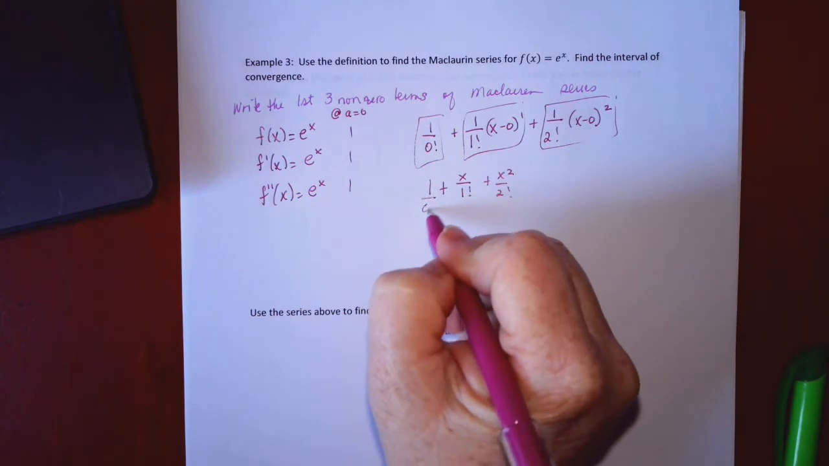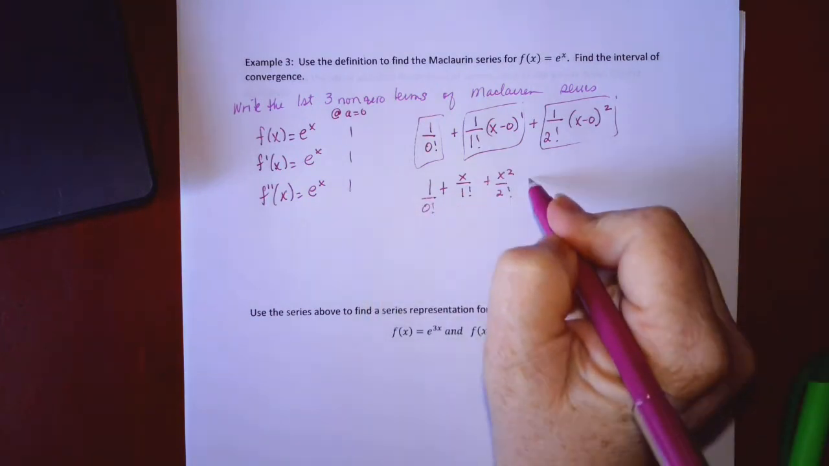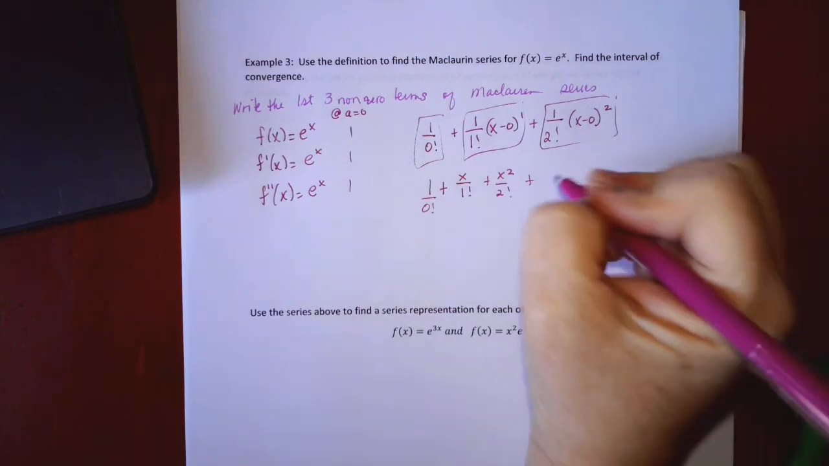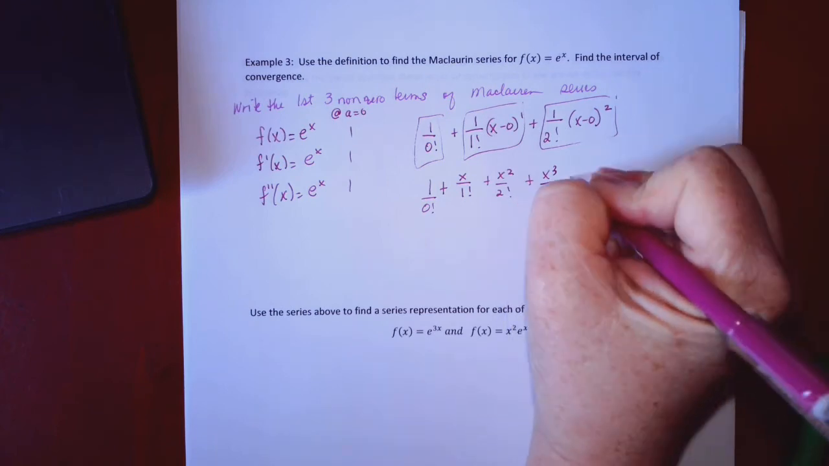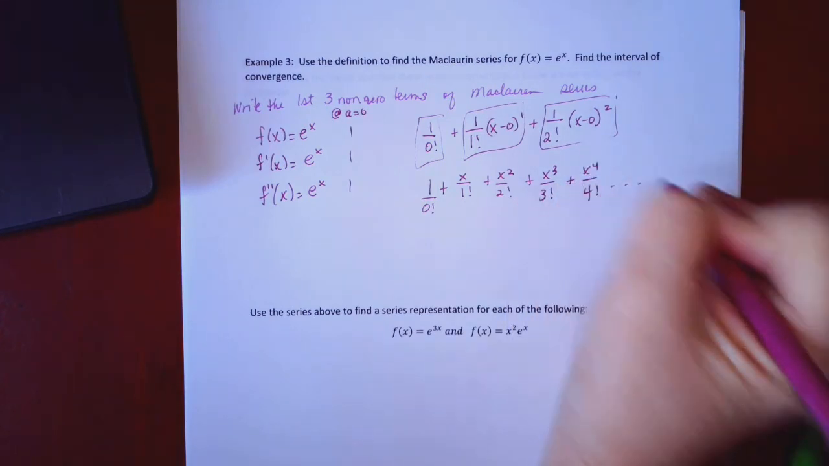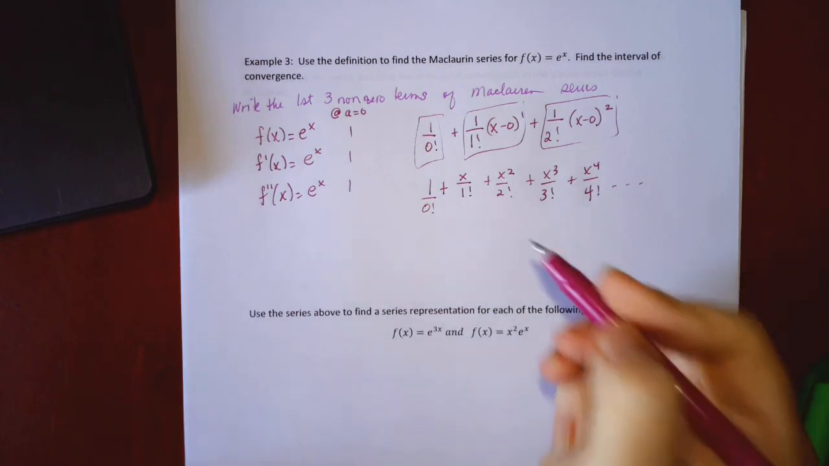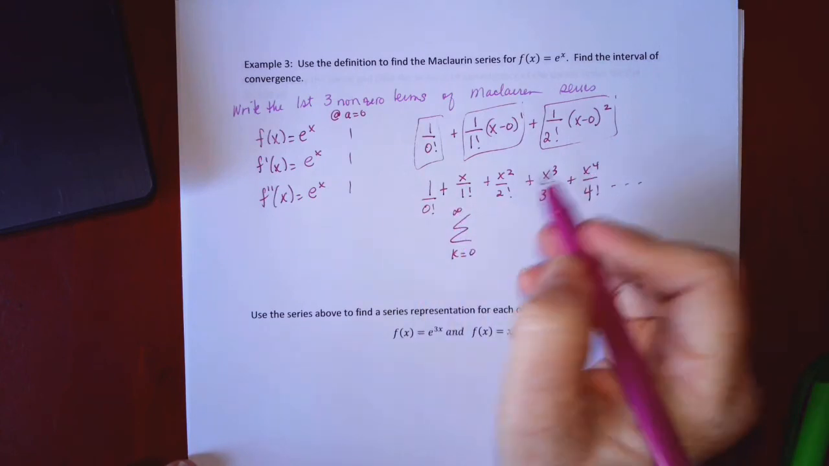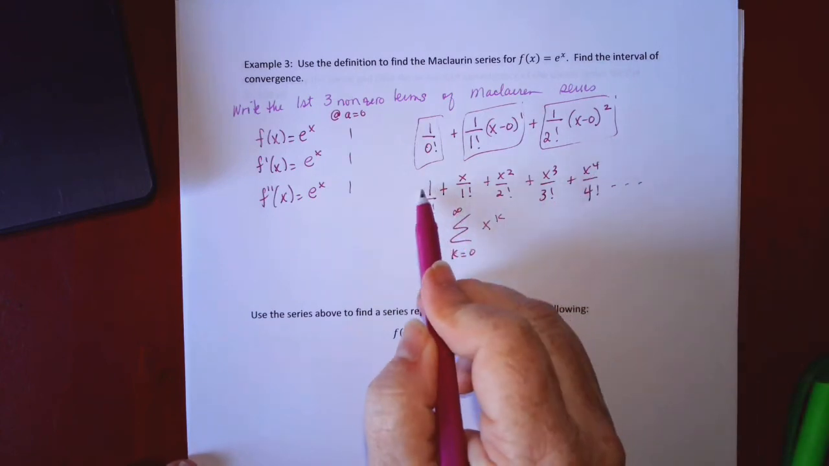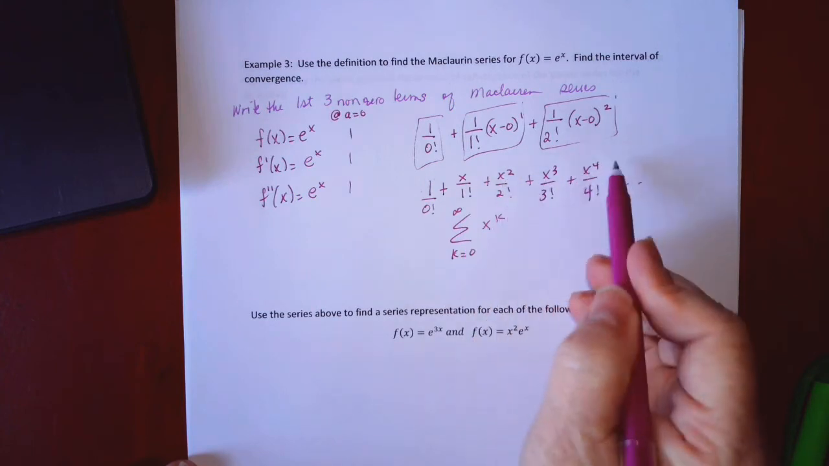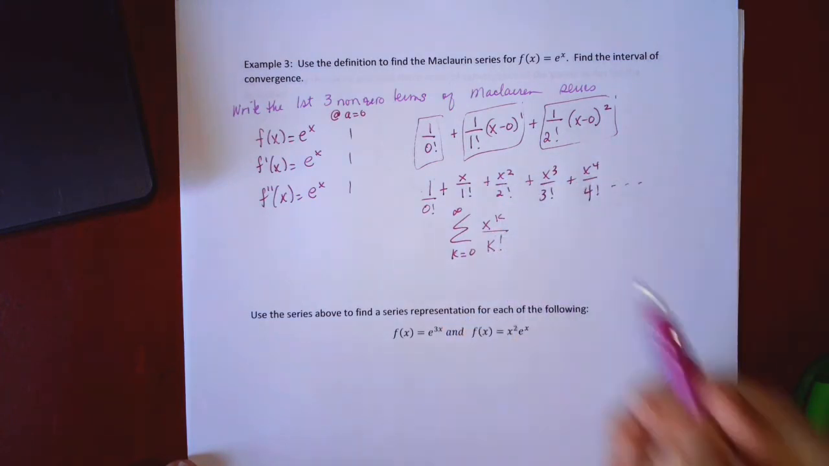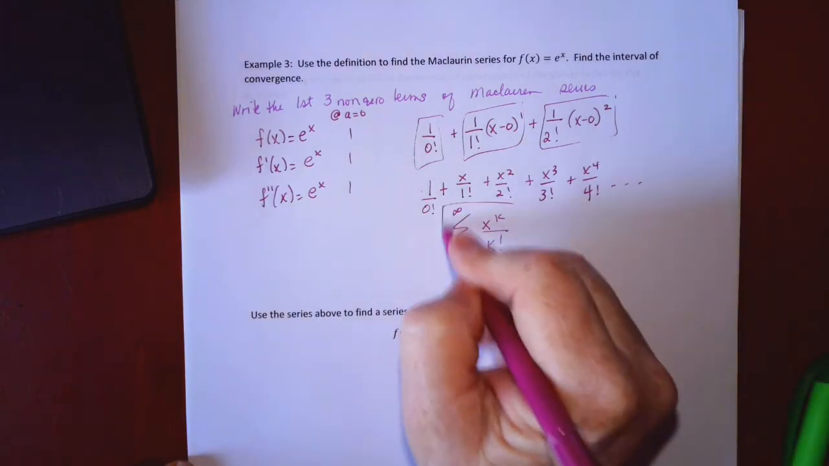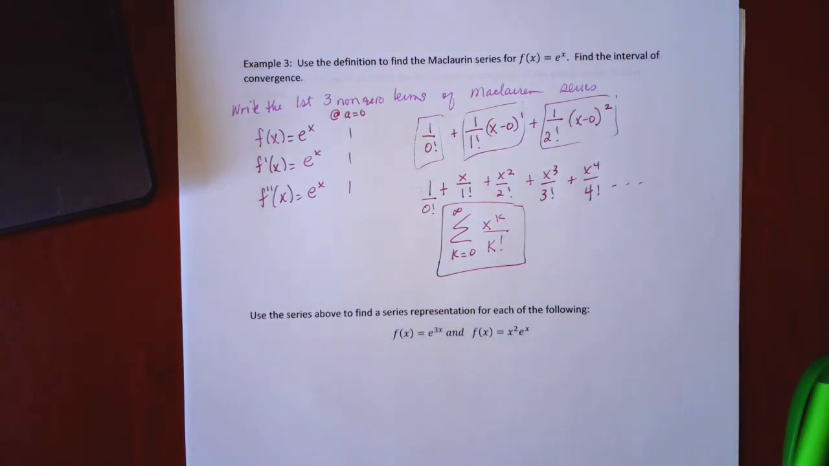Now remember, technically this was over 0 factorial. So could you guess what that third one would be? Perfect. And then we'd go x to the fourth over 4 factorial and so on and so forth. So we recognize the pattern, and our series, we could start it from k equals 0 to infinity of x to the k, x to the 0, x to the first, second, third, and fourth, over k factorial. This is the Maclaurin series for e to the x.